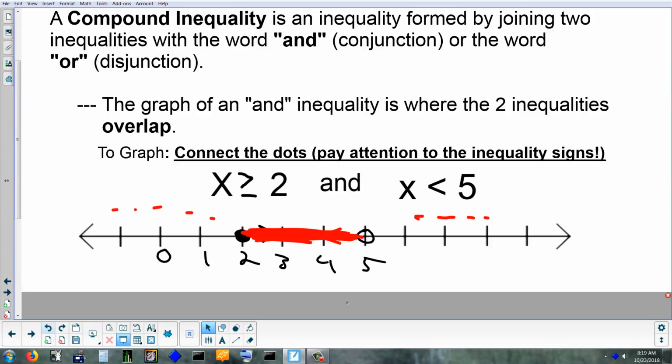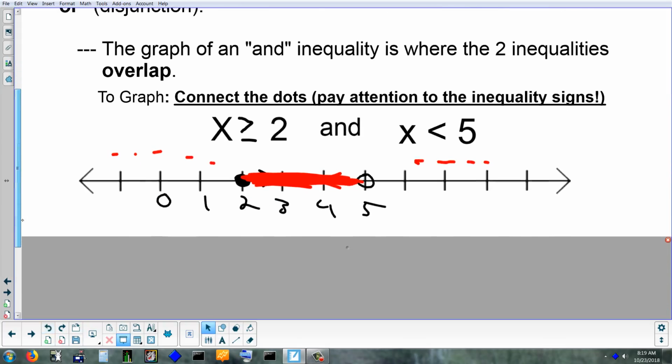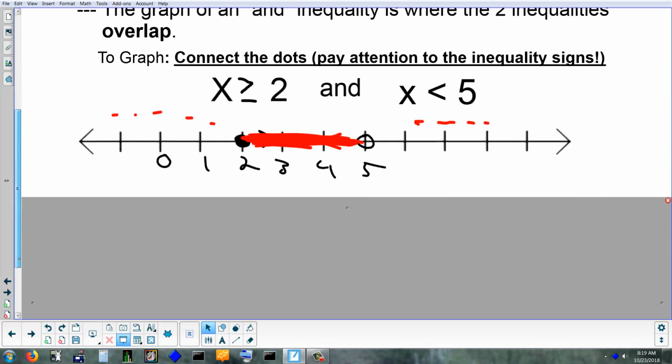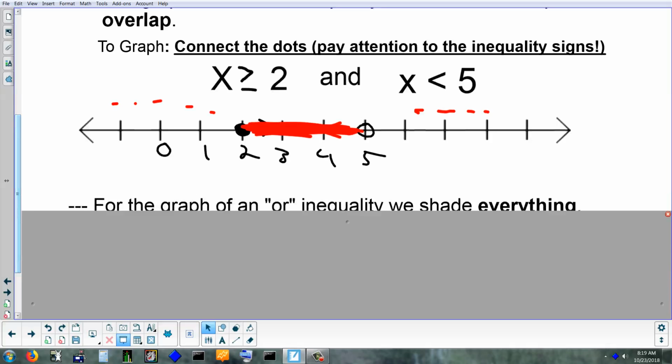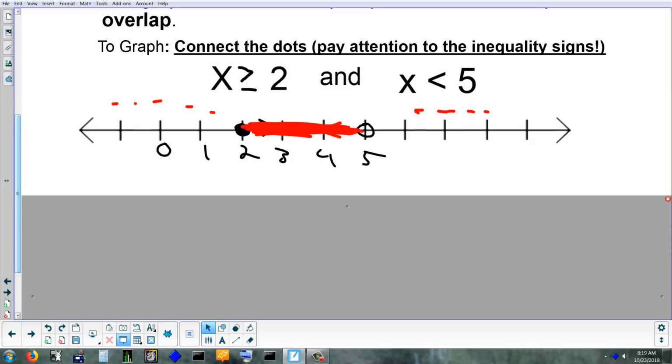That's an "and." Guys, usually on your notes, where it says to graph, usually with these you're going to connect the dots. You'll have one dot and another. Make sure you pay attention to your signs. It's going to be open or closed. But usually with an "and," with a conjunction, it's just to connect the dots. In most cases, I don't think we really give you anything when there's no solution.